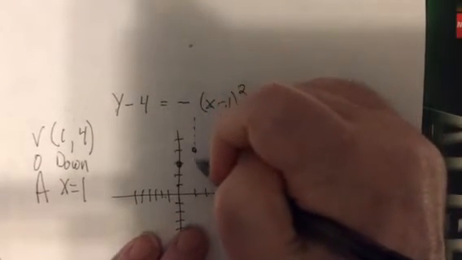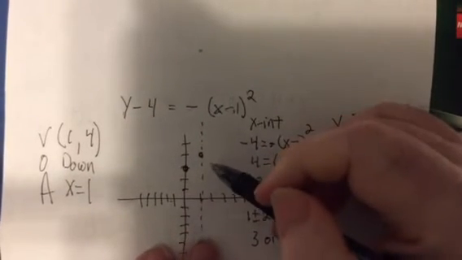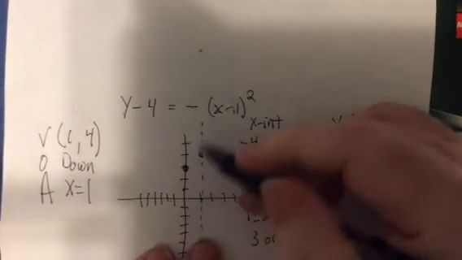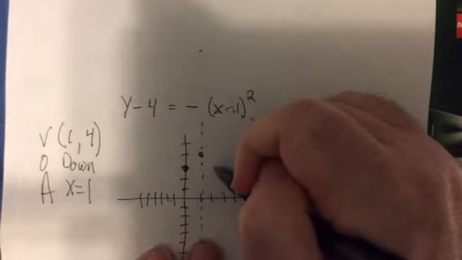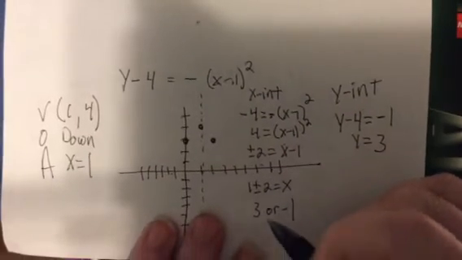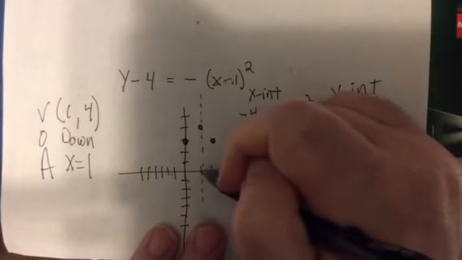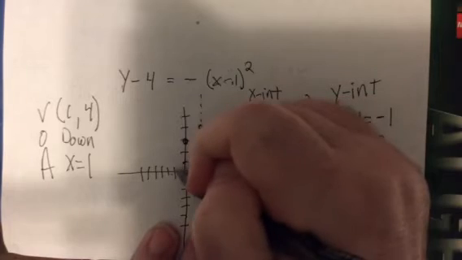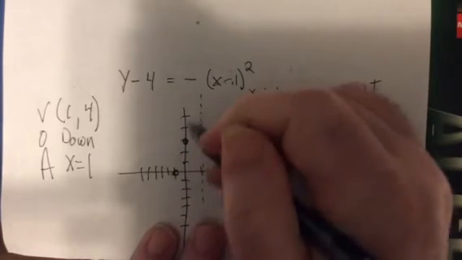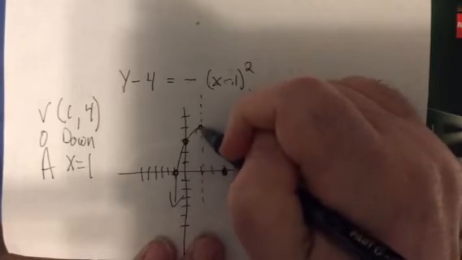Here's the axis of symmetry. Always goes down to vertex. And if there's a point 1 unit this way, there has to be a point 1 unit this way. And my x-intercepts are 3 and -1, so that would be here, 3. Notice that's 2 units this way. And -1, which is 2 units this way. Then you just curve it.